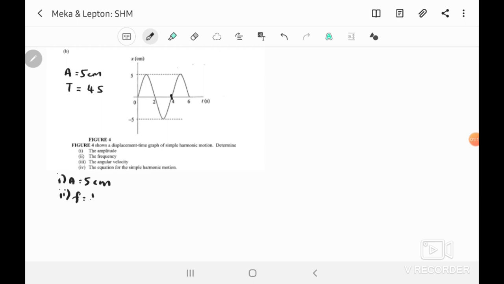Okay, next, itu dia nak suruh cari frekuensi. F equal to 1 over T, T kita dah ada, so 1 over 4. So sini kita dapat 1 over 4, you get 0.25 hertz. Okay, settle.